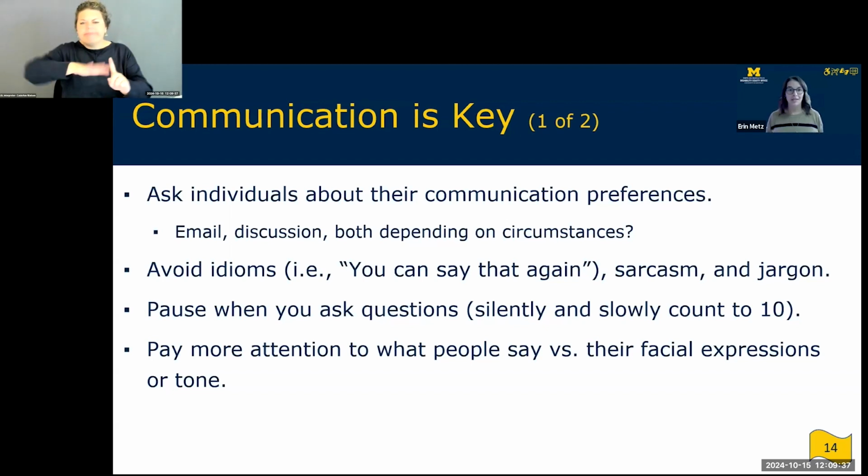More tips are to avoid idioms, sarcasm, jargon, overuse of acronyms. Another tip is to pause when you ask a question. And a way to do this is to silently and slowly count to 10. This gives the receiver of your question appropriate time to listen, comprehend, prepare a response, and then give that response. And also pay more attention to what people are saying, what they're trying to communicate versus their facial expressions, their tone, or their body language.